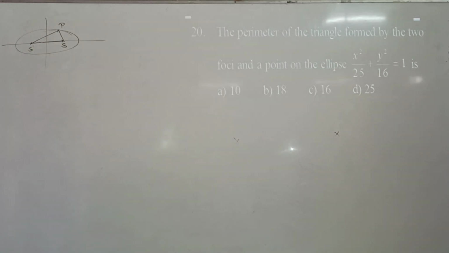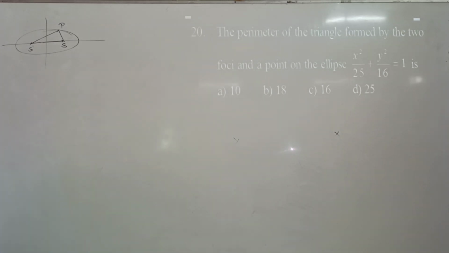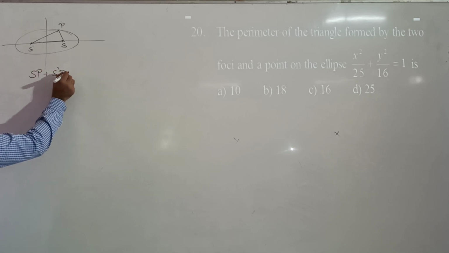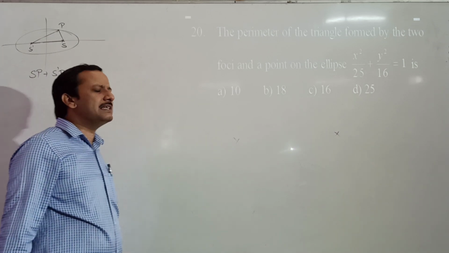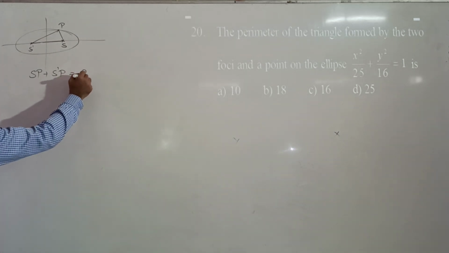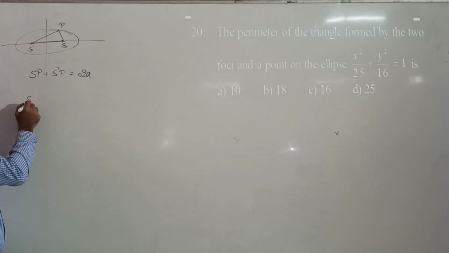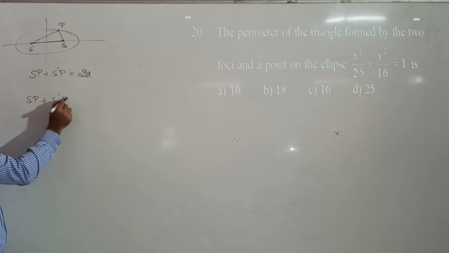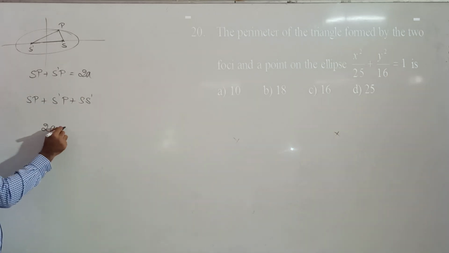What is the perimeter of this triangle, they ask. For any ellipse, if S and S dash are the two foci and P is any point on the ellipse, SP plus S dash P is always equal to 2a. Sum of the focal distances is always equal to the length of the major axis. Perimeter is the sum of all these: SP plus S dash P plus S S dash. SP plus S dash P is equal to 2a, you know.